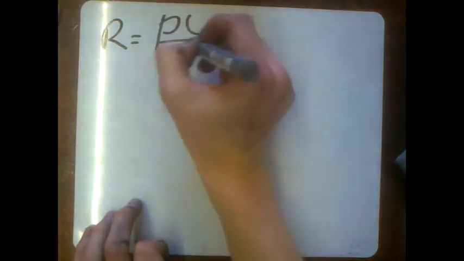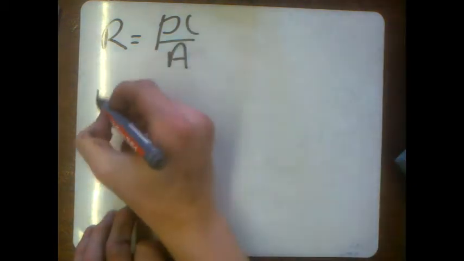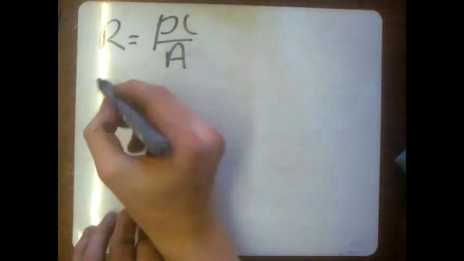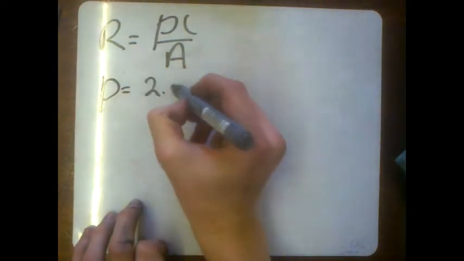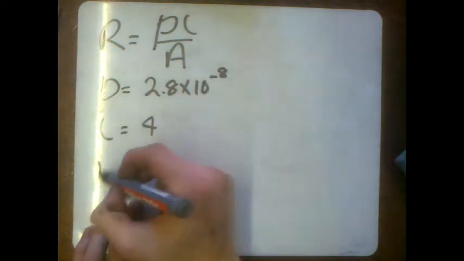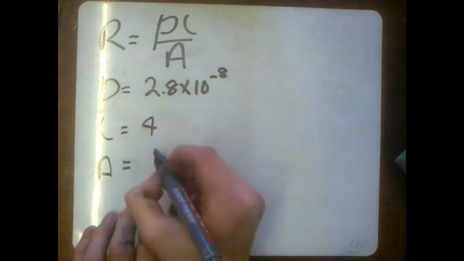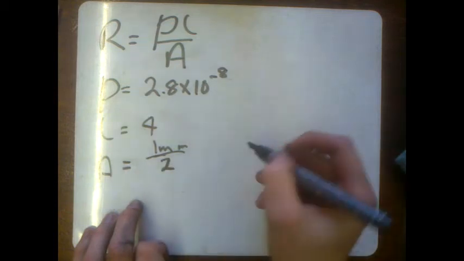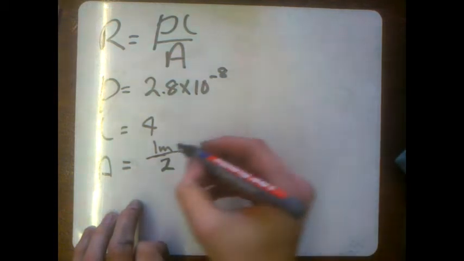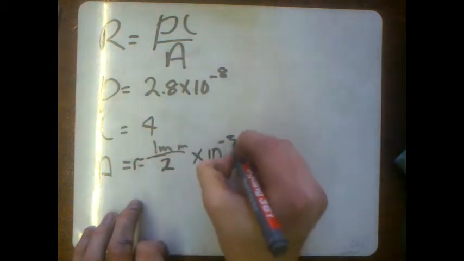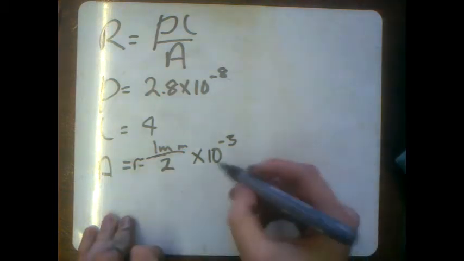So for question A, we use the formula R equals rho times L divided by A, where R is resistance, rho is resistivity, L is length, and A is cross-sectional area. So we know that resistivity is 2.8 times 10 to the minus 8, length is 4 meters, and to work out the area, we need to calculate the radius. The radius is equal to 1 millimeter divided by 2. And then we need to times it by 10 to the minus 3 to convert it from millimeters to meters.